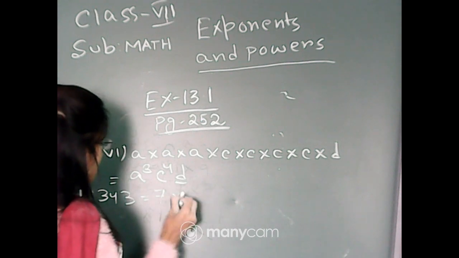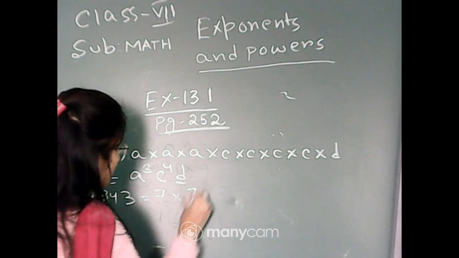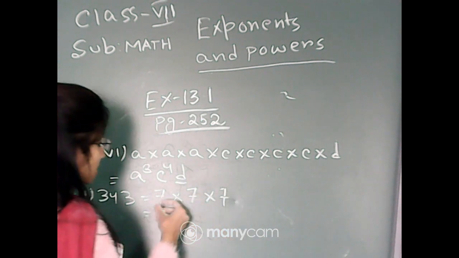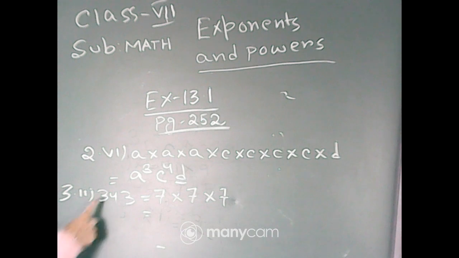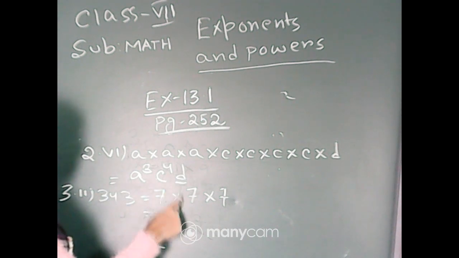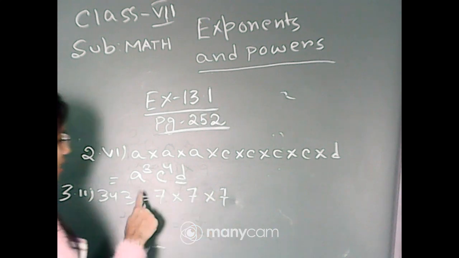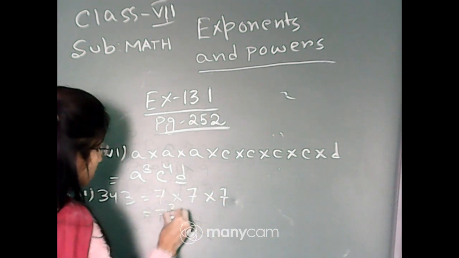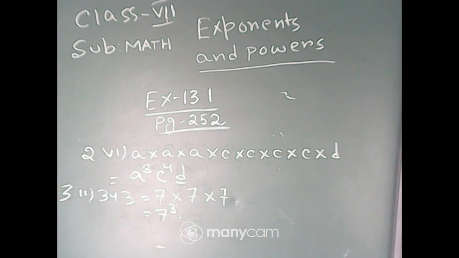Now we can write 343 as 7 cross 7 cross 7. Check this. We can write 343 as 7 into 7 into 7. Here 7 is 3 times, so the power of 7 will be 3. Clear?